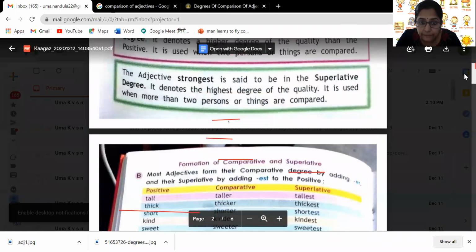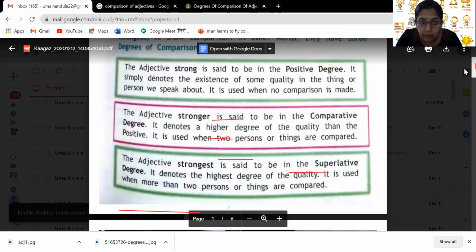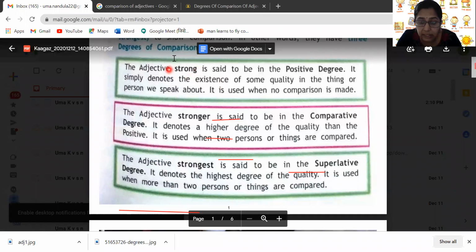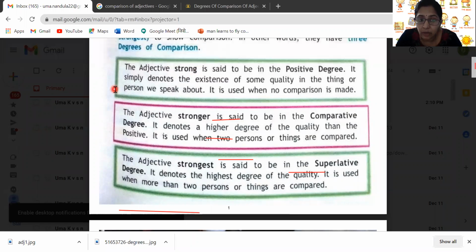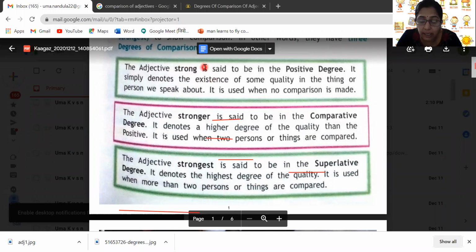Now you see here the adjective strong is used. The adjective strong is said to be in positive degree. There is a name for each degree of comparison. One is positive degree, one is comparative degree, and the third one is superlative degree. So when I talk about the word strong, we call it positive degree, okay?